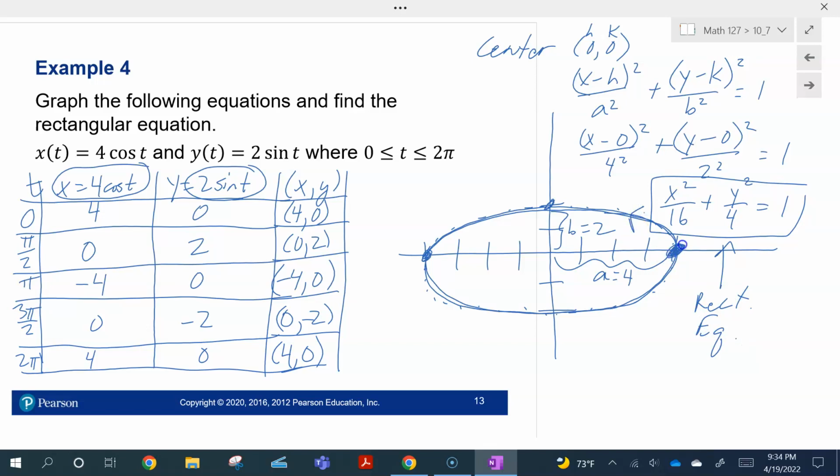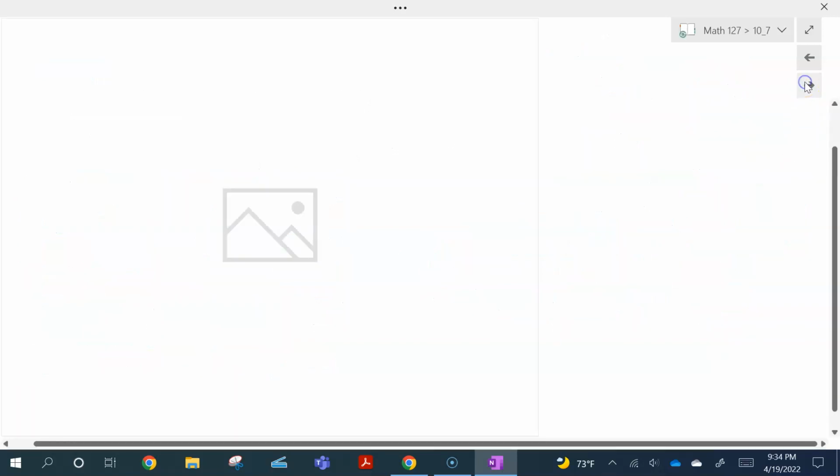I started here at (4, 0), and I went around to (0, 2), and it kept going around counterclockwise, so I really should put the arrows on that. But that's the equation that you could also have. That's the rectangular equation for that parametric curve, which does show the orientation there. Alright, let's keep going on.